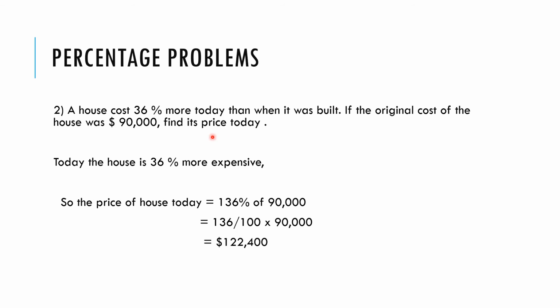A house costs 36% more today than when it was built. If the original cost of the house was $90,000, find its price today. Now, today the house is 36% more expensive. So the price of the house today is 136% of 90,000. So 136 over 100 into 90,000, that is $122,400.